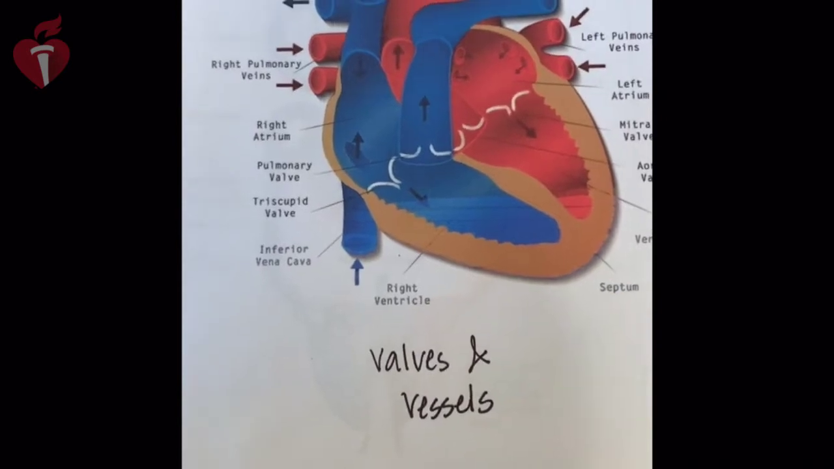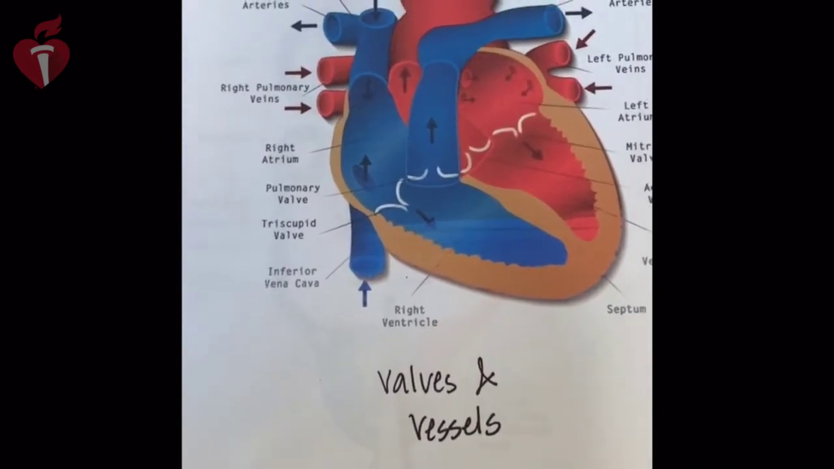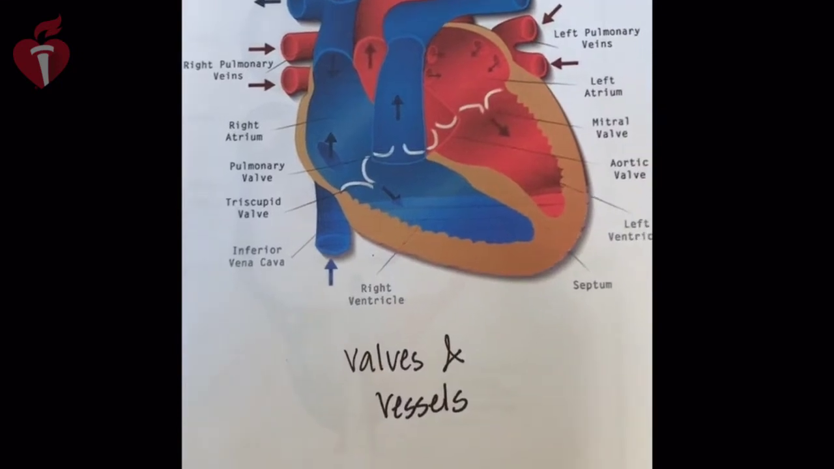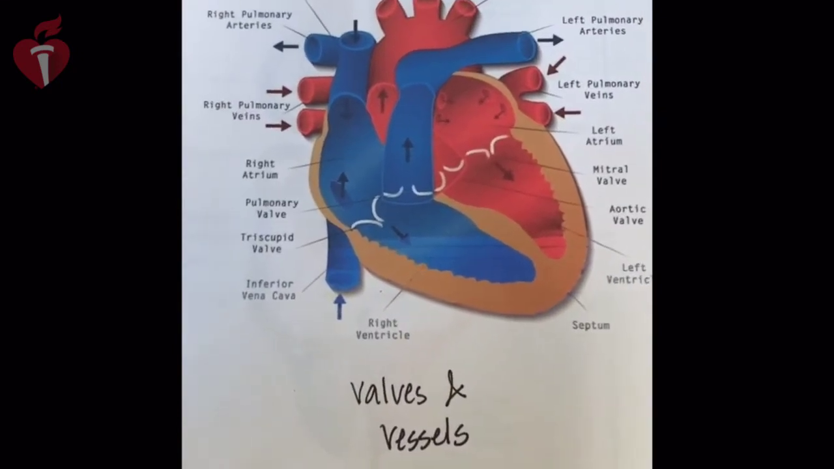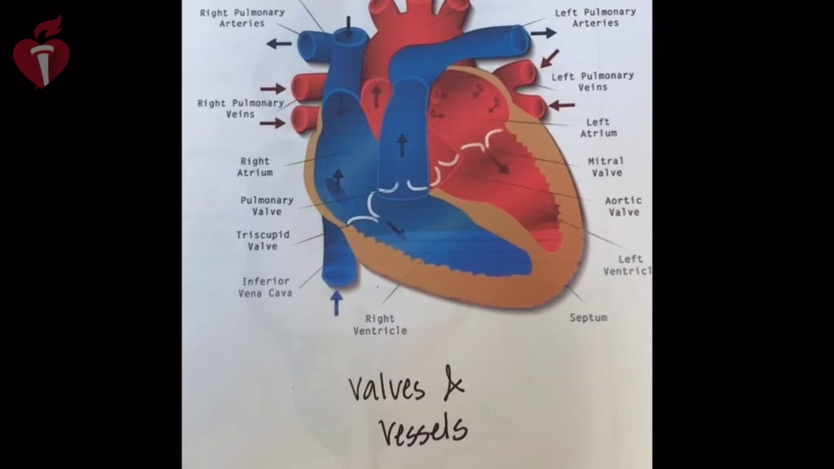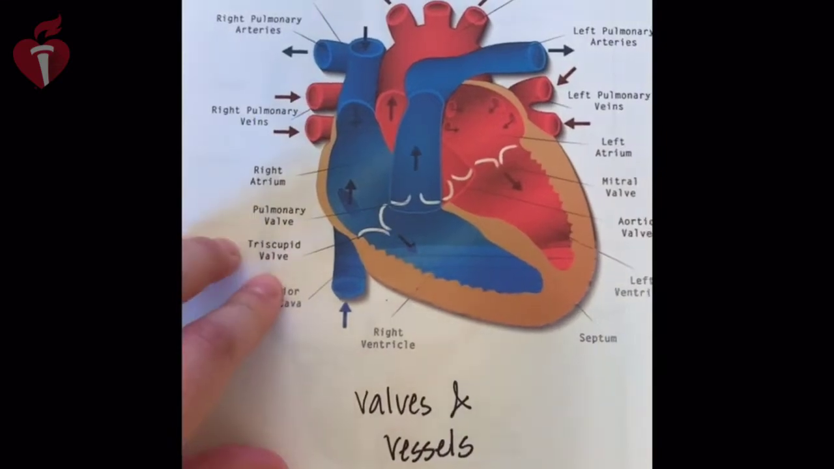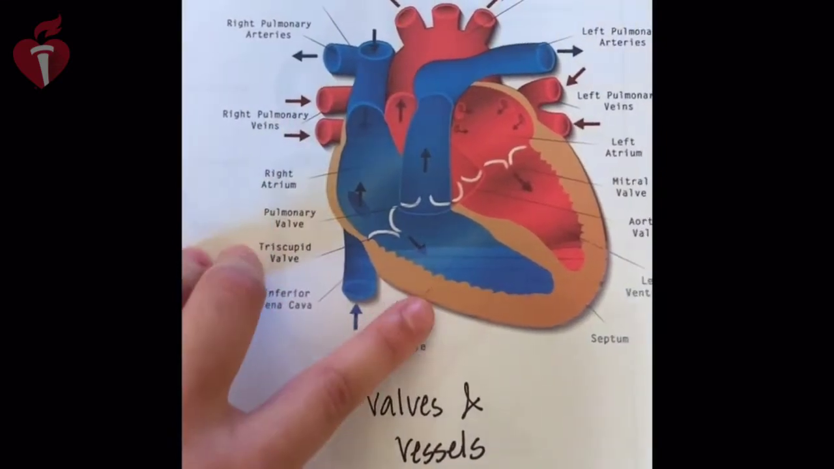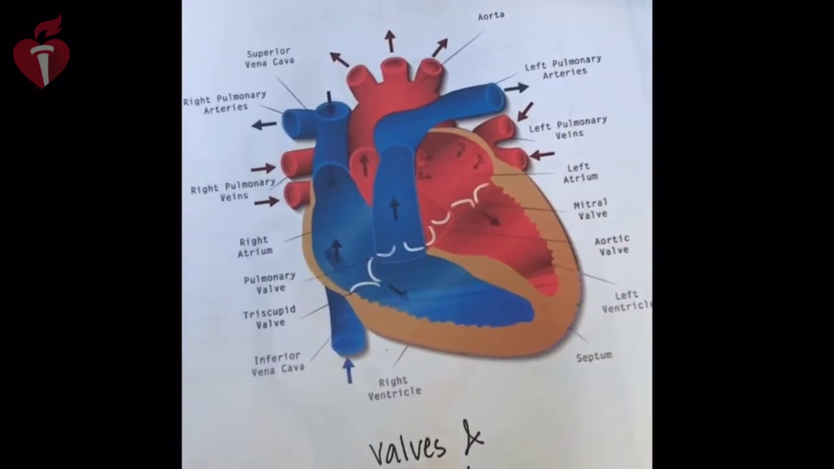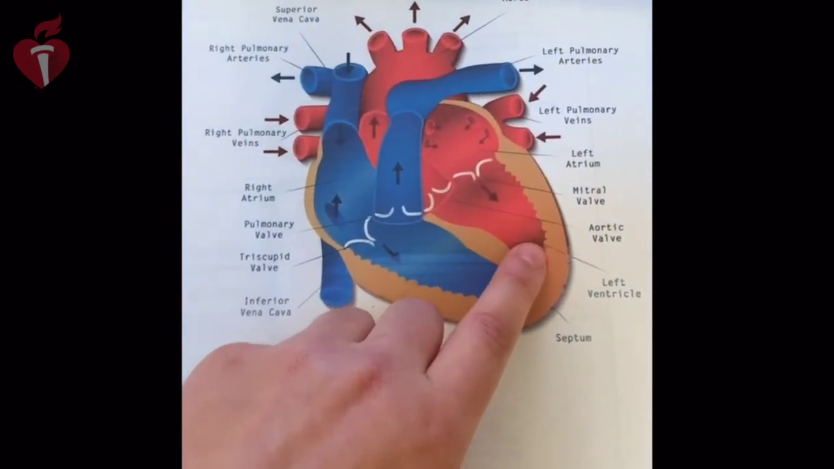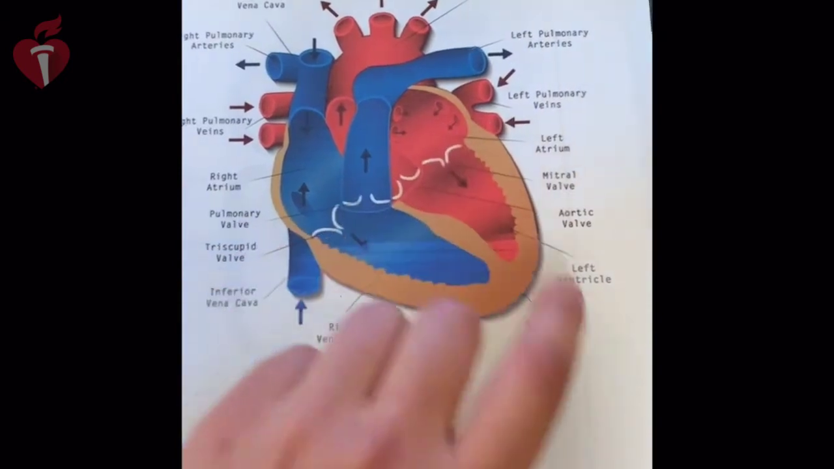So there are two heart valves that are located between the atria and the ventricles, and these are called atrioventricular valves. So that's kind of easy to remember because they're between the atria and the ventricles, and so atrioventricular. This includes the tricuspid valve, which is between the right atrium and the right ventricle, as well as the mitral valve, which is between the left ventricle and the left atrium.